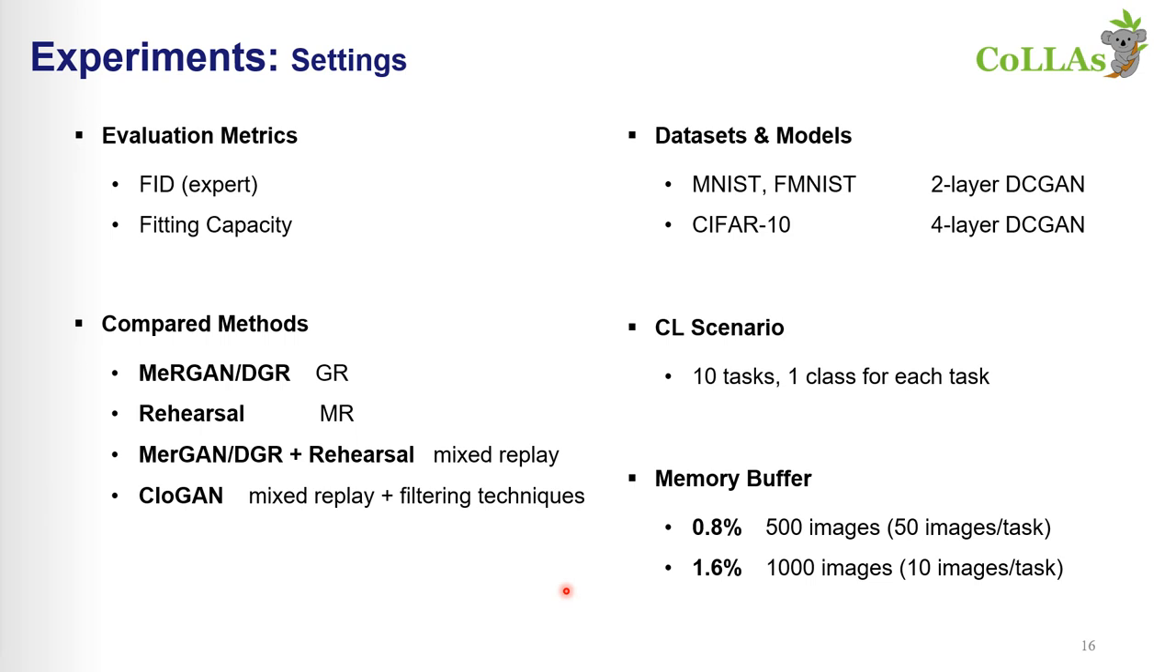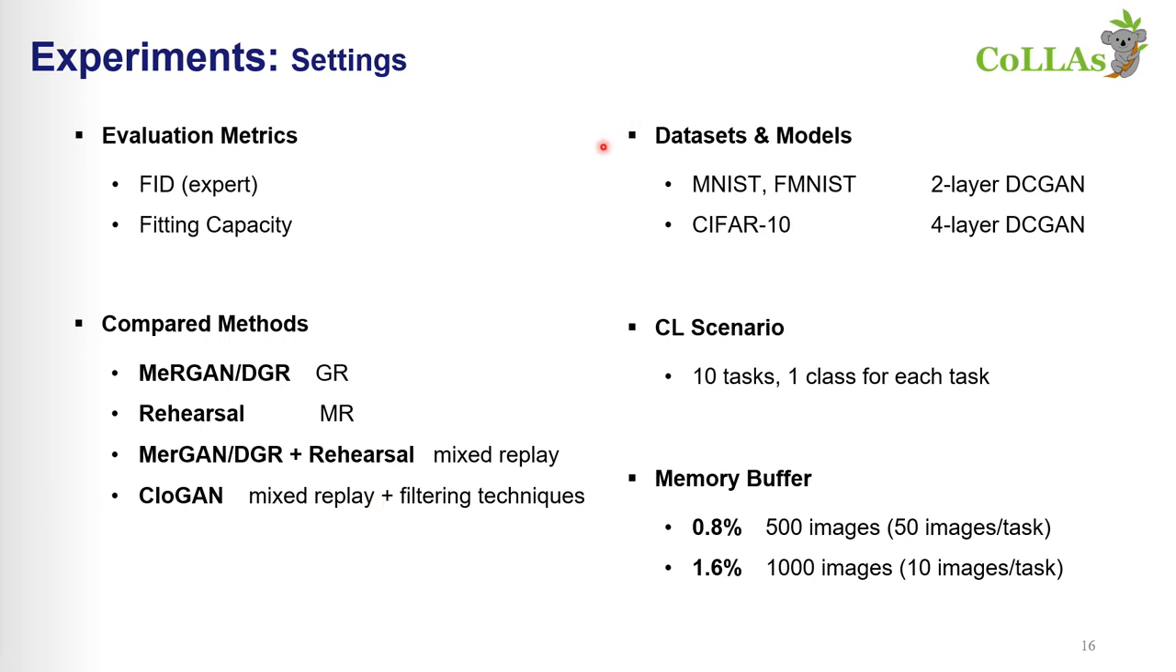Now, let's see our experimental results. We evaluate the performance using two metrics, FID and fitting capacity. We compare our Rock-to-Fit with the following baseline approaches. MER-GAN and DGR are typical generative replay methods, while rehearsal is a memory replay approach. We also consider a mixed replay baseline, which combines MER-GAN or DGR with rehearsal. And CoLLAs 2024 integrates additional filtering techniques with mixed replay.